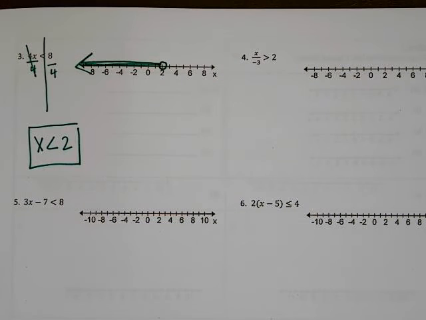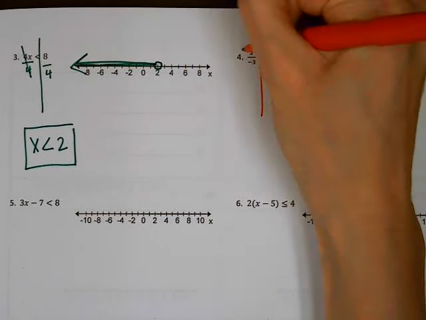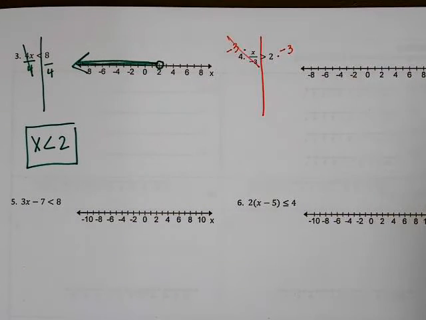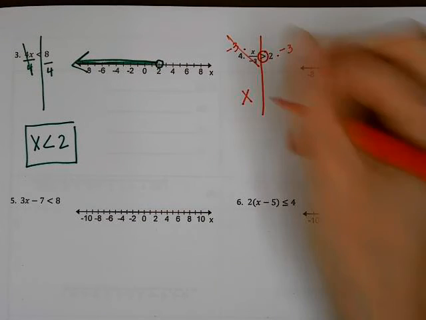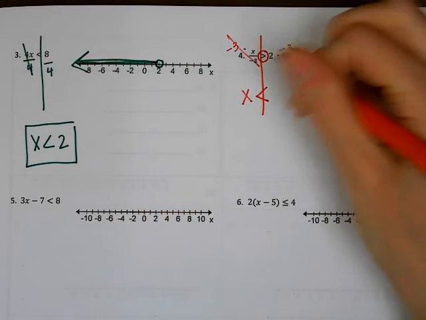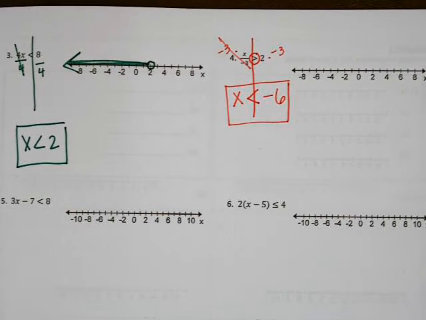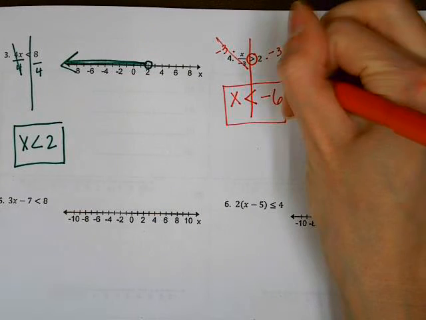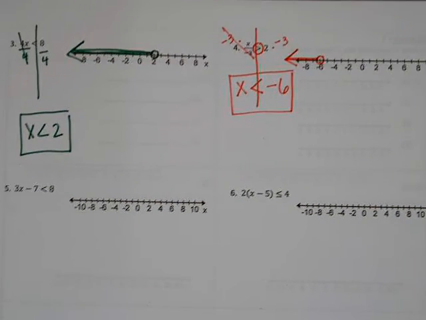All right, number 4. Draw the wall. To undo dividing by negative 3, we multiply by negative 3. All right, so these cancel. We have x is, now look, we multiply by negative. That's one of our reasons that we flip the symbol. So it's going to become less than 2 times negative 3 is negative 6. All right, so x is less than negative 6. And that would be an open circle at negative 6, and less than means left. All right, let's keep going.